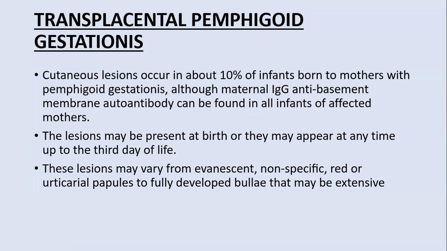The second condition to be discussed is the transplacental pemphigoid gestationis. Cutaneous lesions occur in about 10% of infants born to mothers with pemphigoid gestationis, although maternal IgG anti-basement membrane autoantibodies can be found in all infants of the affected mothers. The lesions may be present at birth or may appear any time up to the third day of life. Lesions vary from evanescent, non-specific, red or urticarial papules to fully developed bullae that can be extensive.